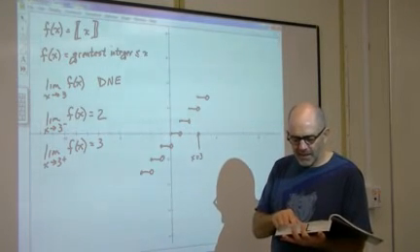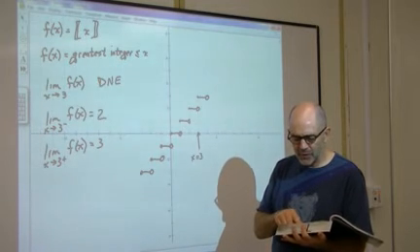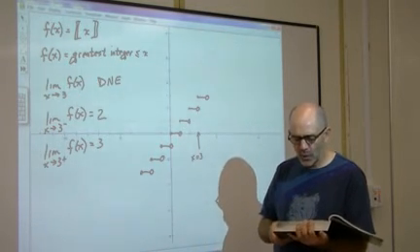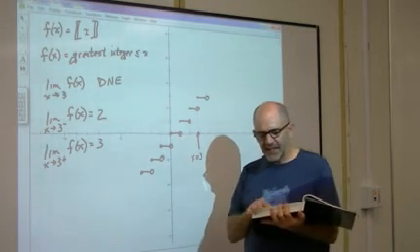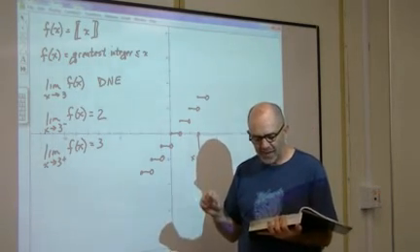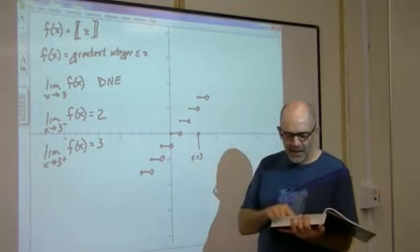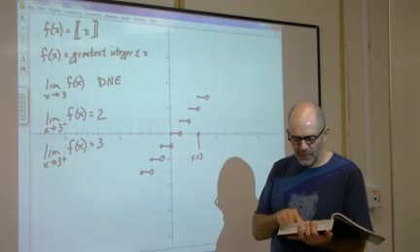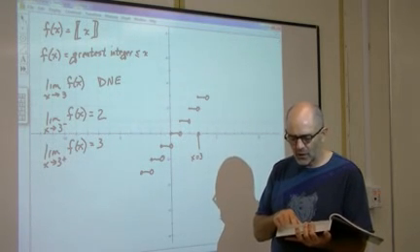Well, that means sine of 1 over x has to be between -1 and 1, and could equal -1 or 1. Now, if I take that inequality and multiply through all three pieces by x squared, then I end up with the inequality negative x squared is less than or equal to x squared sine 1 over x, which is less than or equal to x squared.